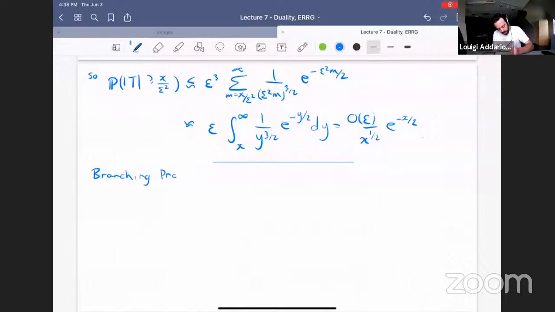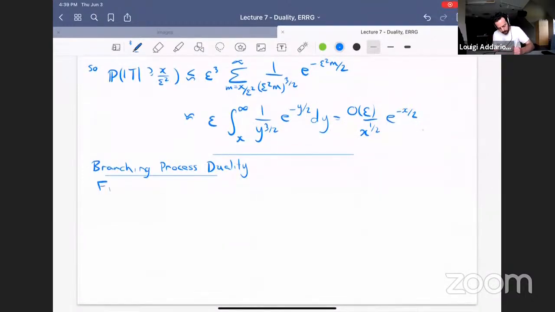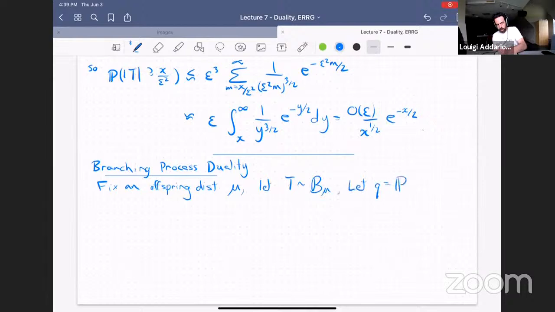So this is a general phenomenon, but I will mention its specific instantiation in the setting of Poisson branching processes as well. So let's fix an offspring distribution mu and let T be a BGW mu tree. And let's let, as usual, q be the extinction probability.